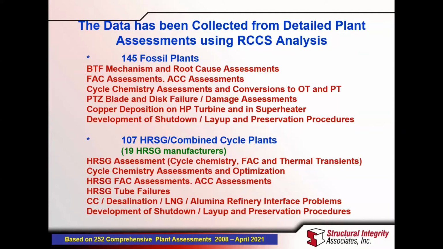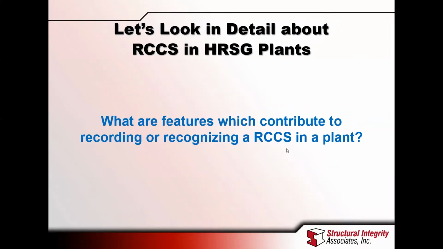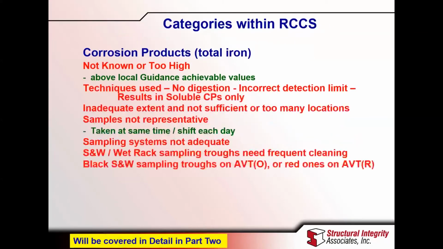And so what I wanted to do now was just spend a few minutes to itemize for you a few of these repeat cycle chemistry situations in a plant, what constitutes a plant having one of those. When we go to a plant, what constitutes it being included in the database as a repeat cycle chemistry situation. So I'm going to give you 3 or 4 or 5 examples here.